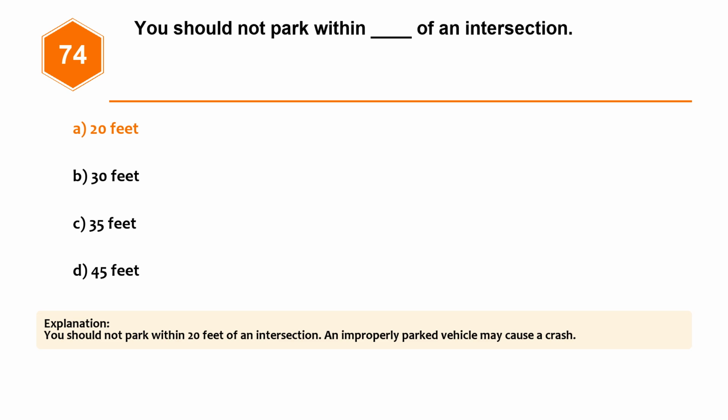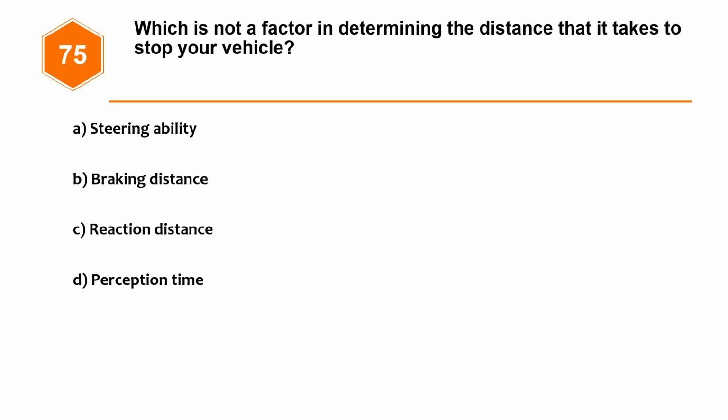Explanation. You should not park within 20 feet of an intersection. An improperly parked vehicle may cause a crash. Question 75. Which is not a factor in determining the distance that it takes to stop your vehicle? Option A, steering ability. Option B, braking distance. Option C, reaction distance. Option D, perception time.